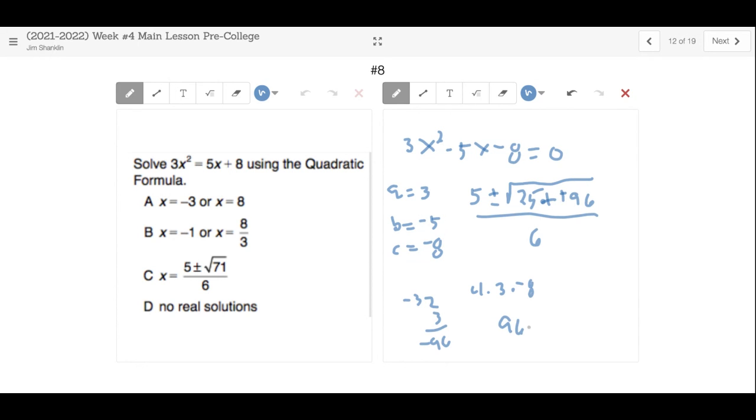96 plus 25, is that 121? 121. So I end up with 5 plus or minus the square root of 121 over 6. Well, the square root of 121 is 11, so I've got 5 plus 11 over 6, or 5 minus 11 over 6. 5 plus 11, 16. So I'm left with 16 over 6, which I can break down to 8/3. And then 5 minus 11, which is negative 6 over 6, which is negative 1. So 8/3 and negative 1.